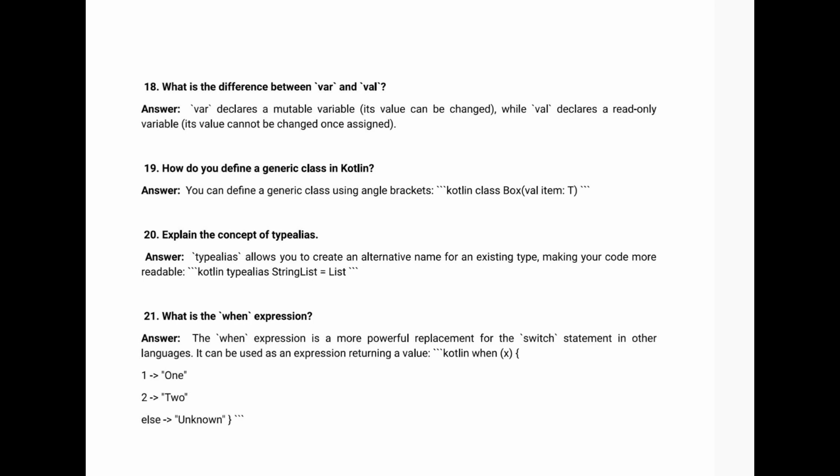20. Explain the concept of type alias. Answer: type alias allows you to create an alternative name for an existing type, making your code more readable. Kotlin typealias StringList = List.